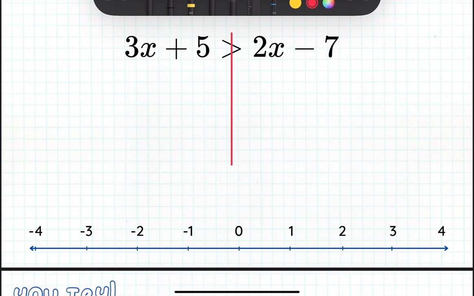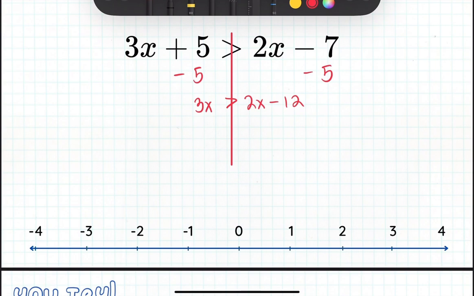The first thing that we want to do is combine 5 and 7. So, I'm going to subtract 5 to move it to this side. So I'm going to subtract 5 from 7 as well. And I get left with 3x is greater than 2x minus 12. And now I have a variable on both sides.